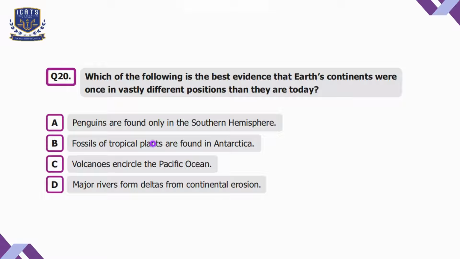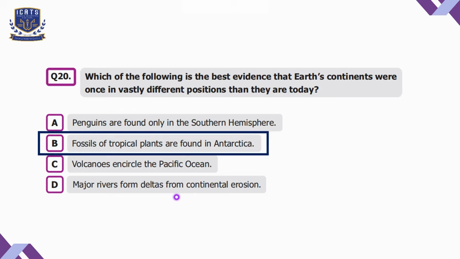So that proves that Antarctica must have once been in a warm tropical part of the world, and now it has slowly moved to the south pole. So we can say our option B is the correct option here. Let's check the other options as well. Option C is volcanoes encircle the Pacific Ocean, which is not right because volcanoes around the Pacific are about geology, not past continent locations. Option D is major rivers form deltas from continental erosion. That is also not right because rivers forming deltas is a normal process of erosion that happens anywhere. So we will select option B here, which is the correct option.